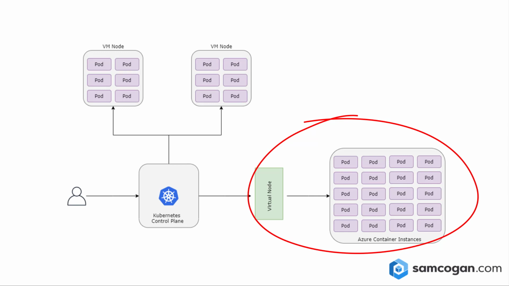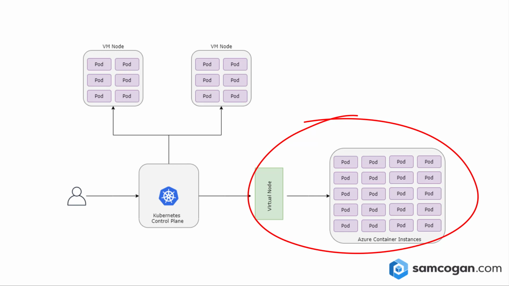And so that's one of the reasons why virtual node and ACI is really great for bursty workloads, where you don't mind paying that bit extra for these resources because you're only using it to deal with a spike of demand. If you were running pods 24/7, then it's going to be cheaper for you to run those pods on virtual machine nodes. But for burst workloads, virtual node can be a really good solution, particularly because spinning up a pod in ACI is going to take a much shorter amount of time than it is to spin up a whole new virtual machine node, even if you were using the cluster autoscaler.